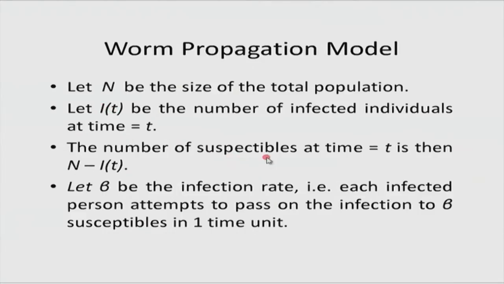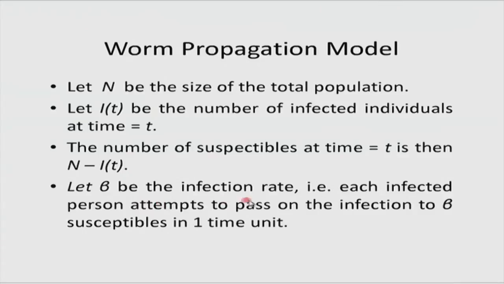Let the number of susceptibles be defined. Susceptibles are the machines that can be infected but have not yet been infected. So the number of susceptibles at time t is all the machines that could possibly be infected minus the machines that have already been infected. Then let beta be the infection rate. We assume it is a constant over here, but as we will see, we will question that assumption.